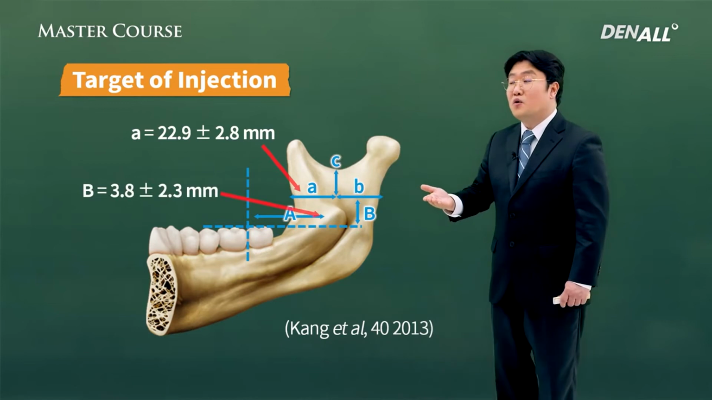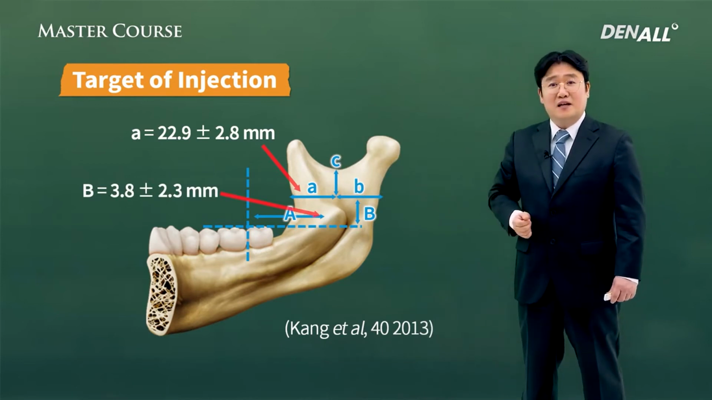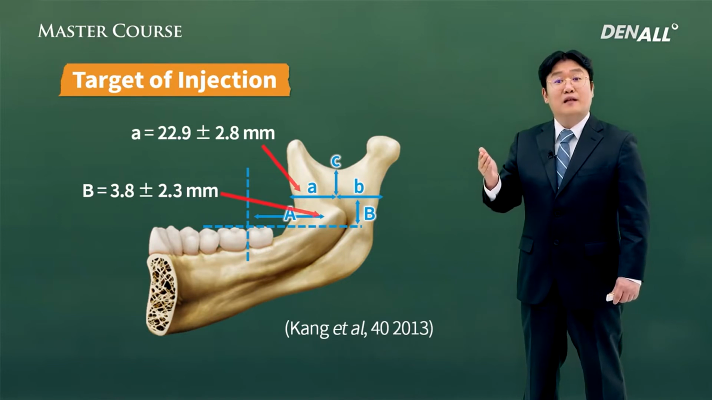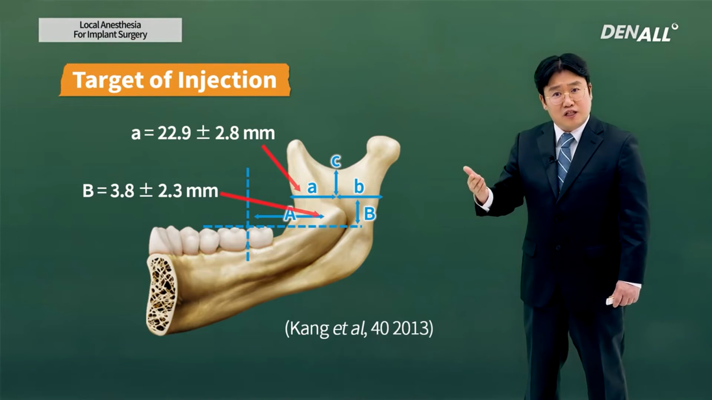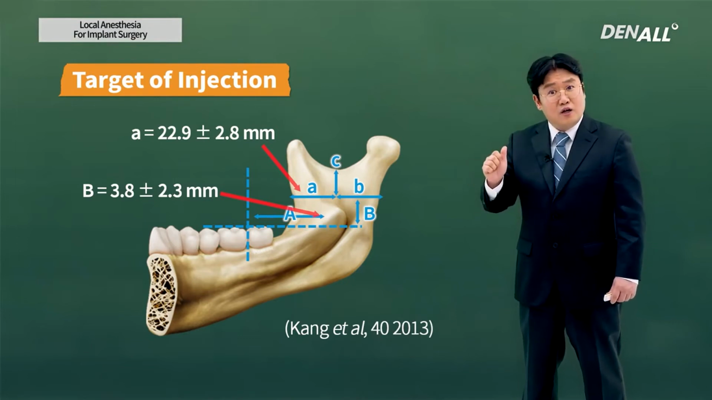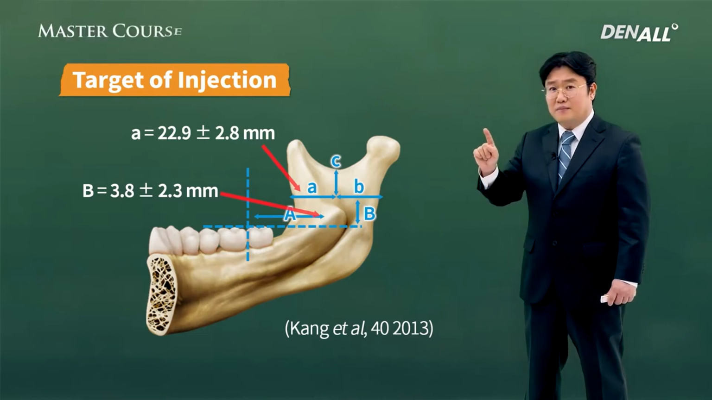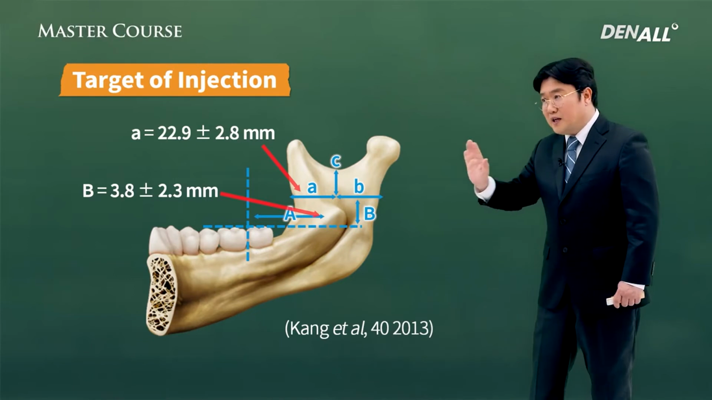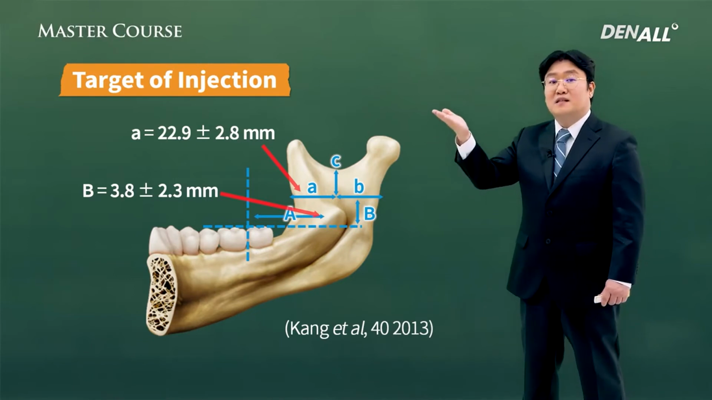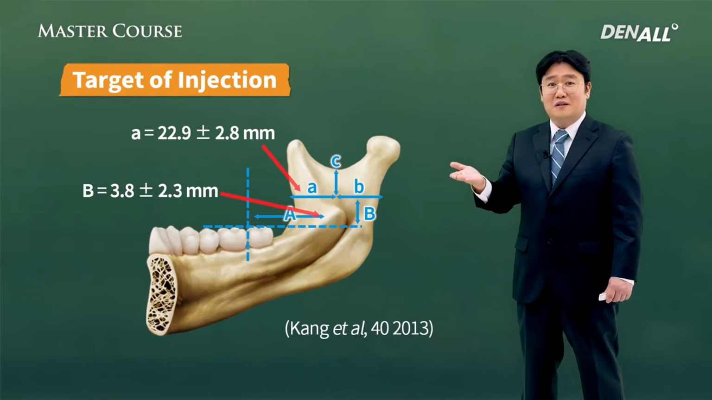And the height from the occlusal plane is about 4 millimeters. That is the rough location of lingula, which is the landmark of mandibular foramen in Koreans. This is the injection point to block inferior alveolar nerve. Once again, the depth is 23 and the height is about 4. That's the Korean average. Here, there is a question.